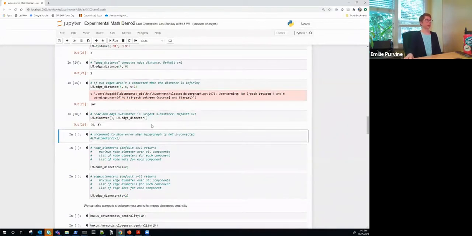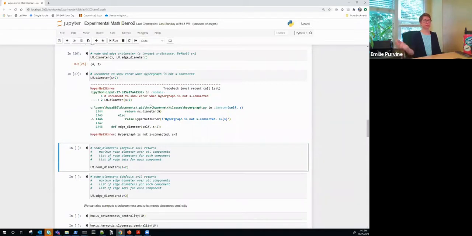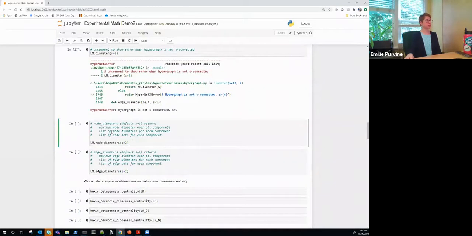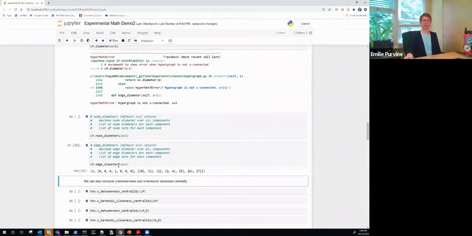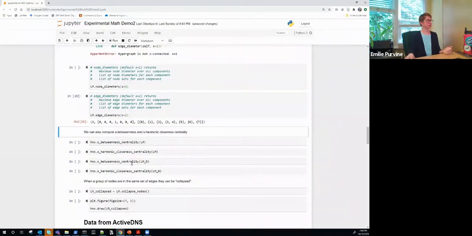You can compute the diameters. Unfortunately, if the diameter is infinity, you get an error. But to get around that, you can use this function, edge diameters, plural, and it will break the hypergraph into components and compute the diameter of each component, giving you the maximum, the list of diameters, and then the list of components. So either node diameters or edge diameters.